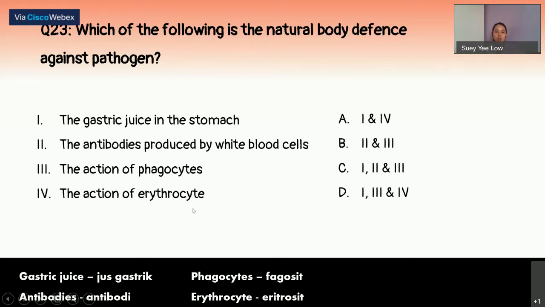So I think the four must be the wrong one, right? Basically your red blood cell will not help you to defend against pathogens. So 1, 2, 3. Which one will be the correct answer? If we knock out 4, we are left with 1, 2, 3. So I have to decide whether gastric juice is involved in your answer or not. If you remember what we learned in our second class, gastric juice is basically our first line defense. So the answer is C, 1, 2, 3.